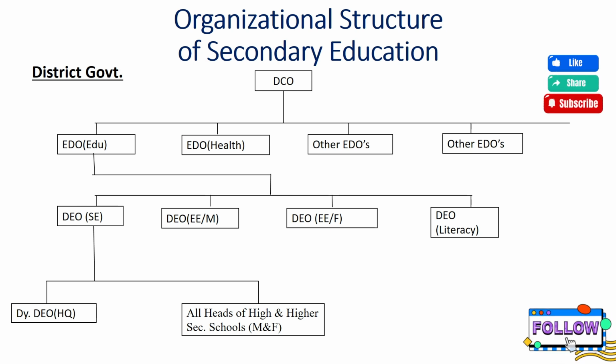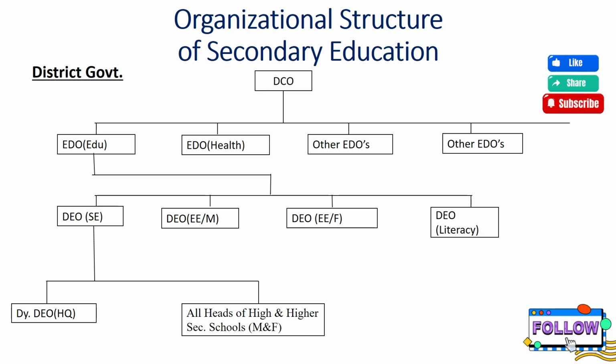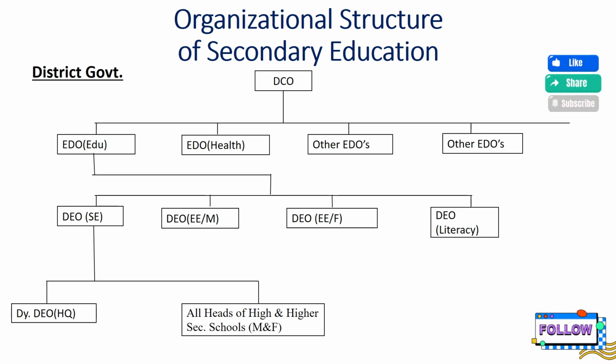There is a district government. The district government has its own different departments like EDO Education, EDO Health and other EDOs. The EDO of Education has further departments like EDO of secondary education, EDO of elementary education for male and elementary education for female, as well as EDO of literacy, and further the EDO of SE. They are divided by DDEO HQ. Headquarters are the heads of all high and higher secondary schools for male and female.